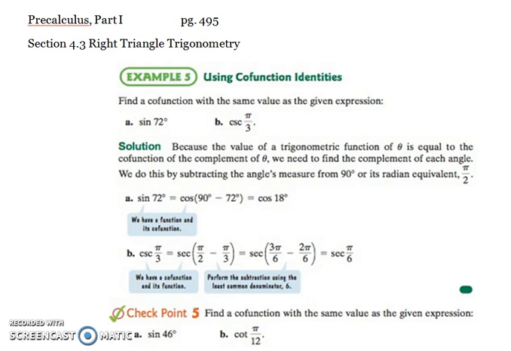So we're looking for the sine of 72. If you want to find the cofunction of that, it would be the cosine of 90 minus 72, which is the cosine of 18. It's really that simple. If you're given degrees, you do it in degrees.